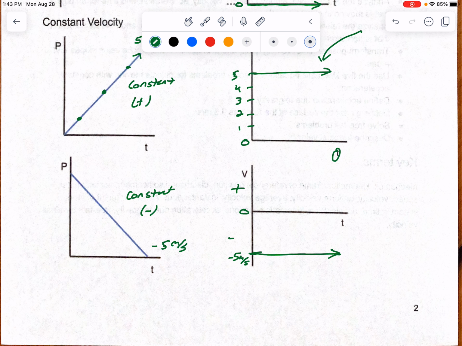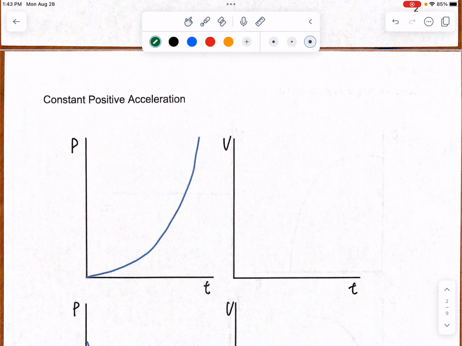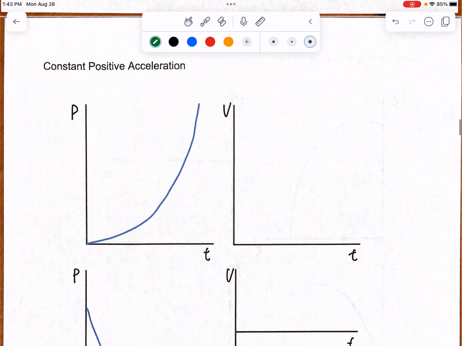Okay, so the only difference between the graph we just did and this one is one would be a positive direction, one would be a negative direction. Both are staying at 5 meters per second. Okay, now we get into the next part of the graph where it gets a little bit more tricky, is now we actually have acceleration. We're actually speeding up, slowing down.